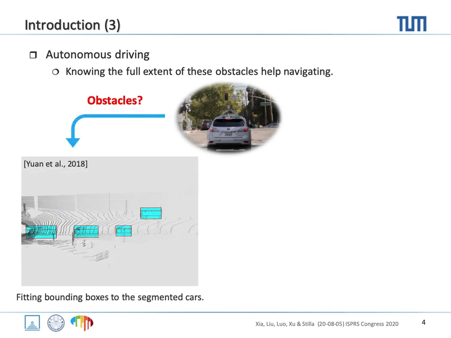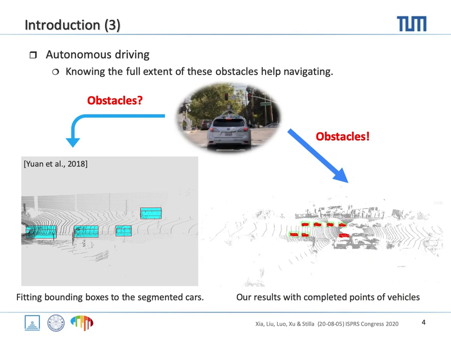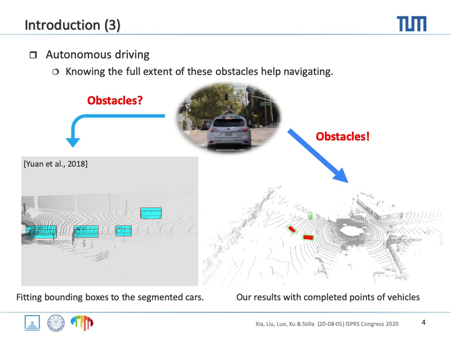For example, if we fit the bounding box to the segmented cars in this scan, the front of some cars would be missing due to occlusion. As a result, a self-driving car navigating in these environments may not know the full extent of these obstacles. But if we can complete these vehicles, knowing the full extent of these obstacles will help navigating.